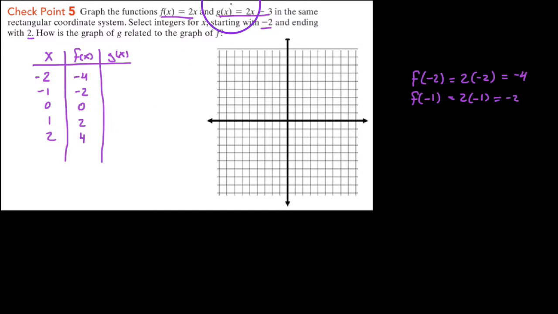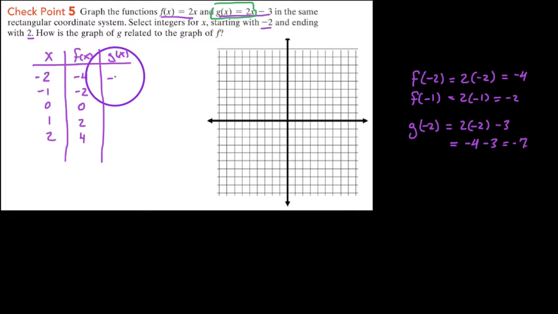Now, g of x, what I want to start by noticing is this. It seems to be related to f of x. As a matter of fact, it has the 2x part, but then we're going to subtract 3 off of all of those. So I'll plug in just a couple of these. g of -2 would be 2 times our input minus 3. In other words, we're going to get -4 again, but then we're going to subtract 3 off of it, which is -7. So I'll put -7 right here.